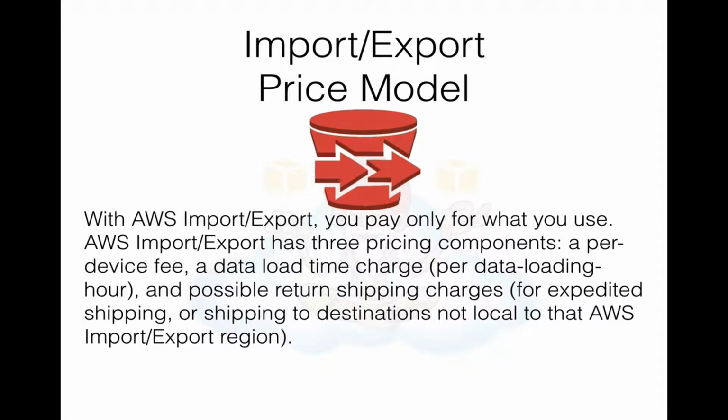So with AWS Import Export, let's look at the price model. You pay for only what you use. AWS Import Export has three pricing components: a per device fee, a data load time charge, which is per data loading hour, so it depends how long it's going to take for that data to move over onto the network, and then possible return shipping charges. So that depends on expedited shipping or shipping to destinations that are not local to that AWS Import Export region.